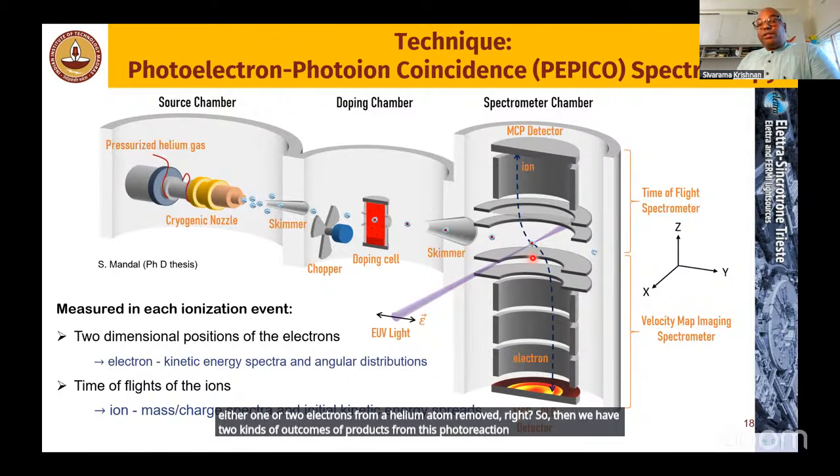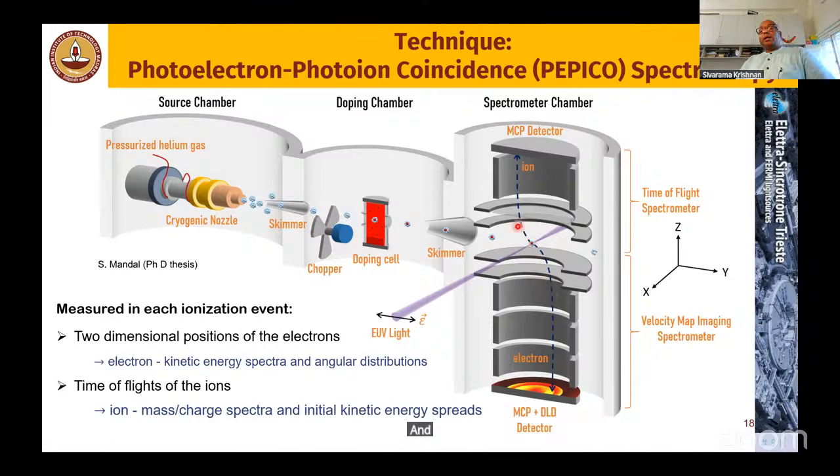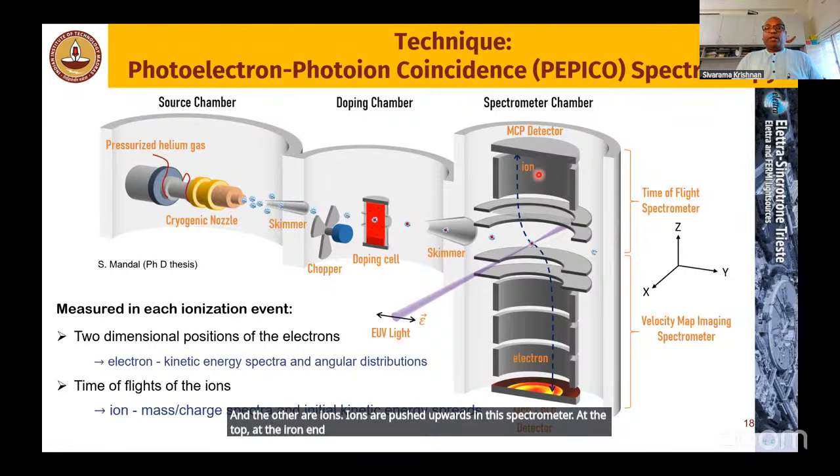One is electrons. The electrons are pushed downwards in this spectrometer, and the other is ions. Ions are pushed upwards in this spectrometer. At the top, at the ion end of the spectrometer, we have a detector sensitive to ions, often a multi-channel or micro-channel plate detector, which detects the ions and discriminates them by their flight times.